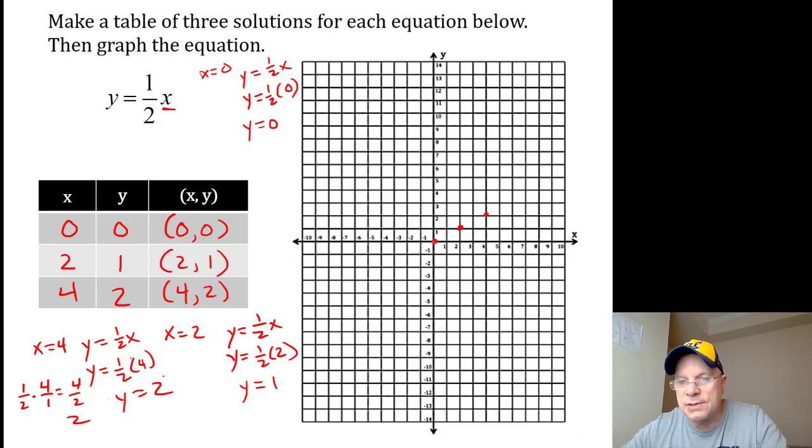And yeah, that looks right, because if my line was going to be going like this, this would clearly be another point on the line.